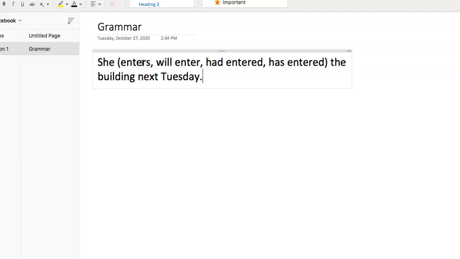Okay, so the key part really is the next Tuesday, right? That tells us it's in the future. Enters is present. Will enter, right? That term will refers to something that happens in the future, right? So that probably keys us off. That's probably the answer, but we'll look at the other two to make sure. Had entered, that's something that would have happened in the past. And has entered is present. So there are two present answers there. So the correct answer, though, is will enter, right? She will enter the building next Tuesday.